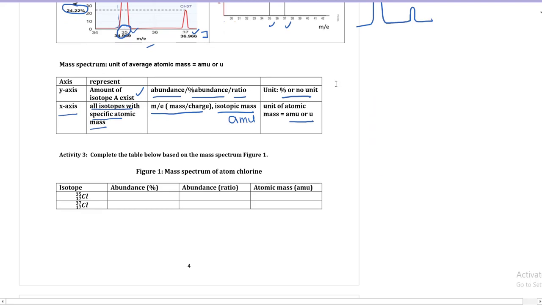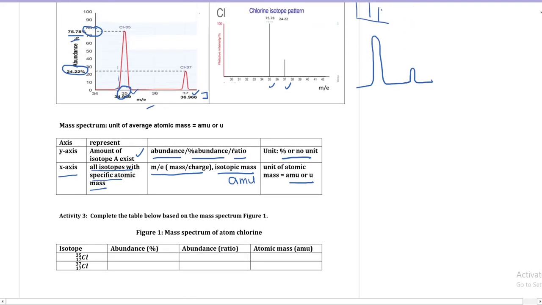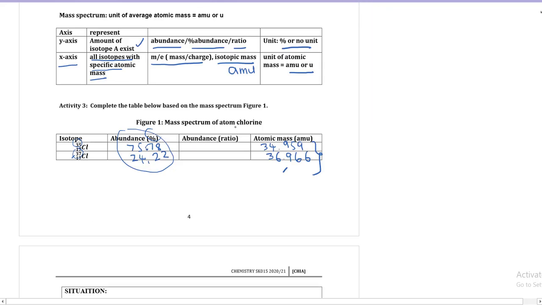Now activity 3: complete the table below based on the mass spectrum in figure 1. Okay, now we can do the discussion. For 35, the percentage is 75.78. For 37, the abundance is 24.22. So these percentages add up to 100. For the ratio of 35Cl and 37Cl, actually we can do the comparison like this: 35Cl versus 37Cl.